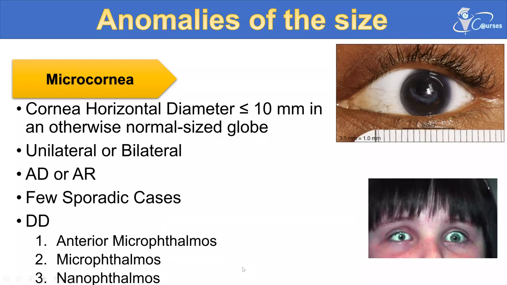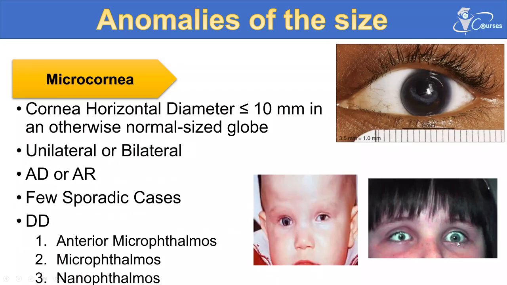The differential diagnosis of this patient is, first of all, anterior microphthalmos. And what is meant by anterior microphthalmos? It is not only the cornea that is small, but the whole anterior segment: a small cornea, small iris, small lens, the entire anterior segment is small. It also should be differentiated from microphthalmos, where the whole eye is small and disorganized, or nanophthalmos, where the whole eye is small but it is normal.